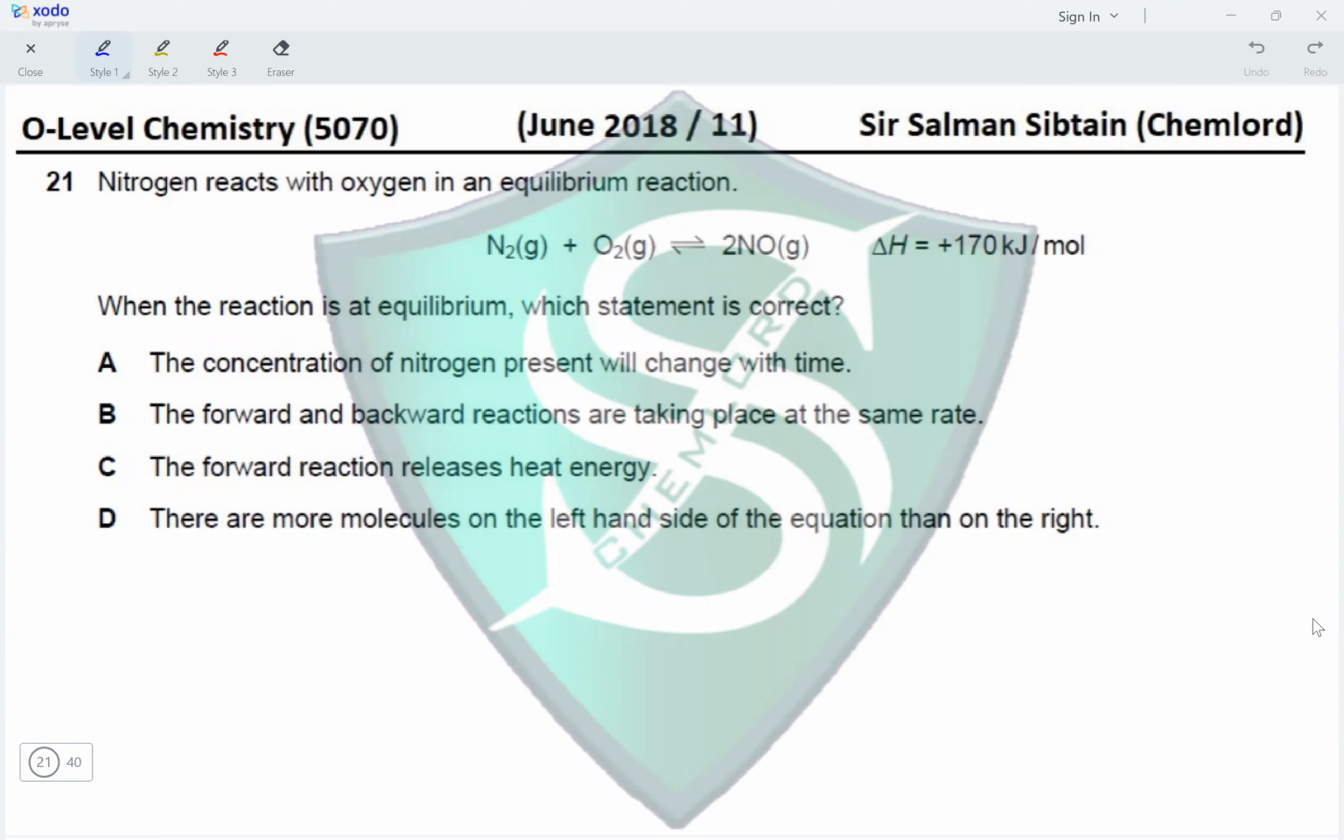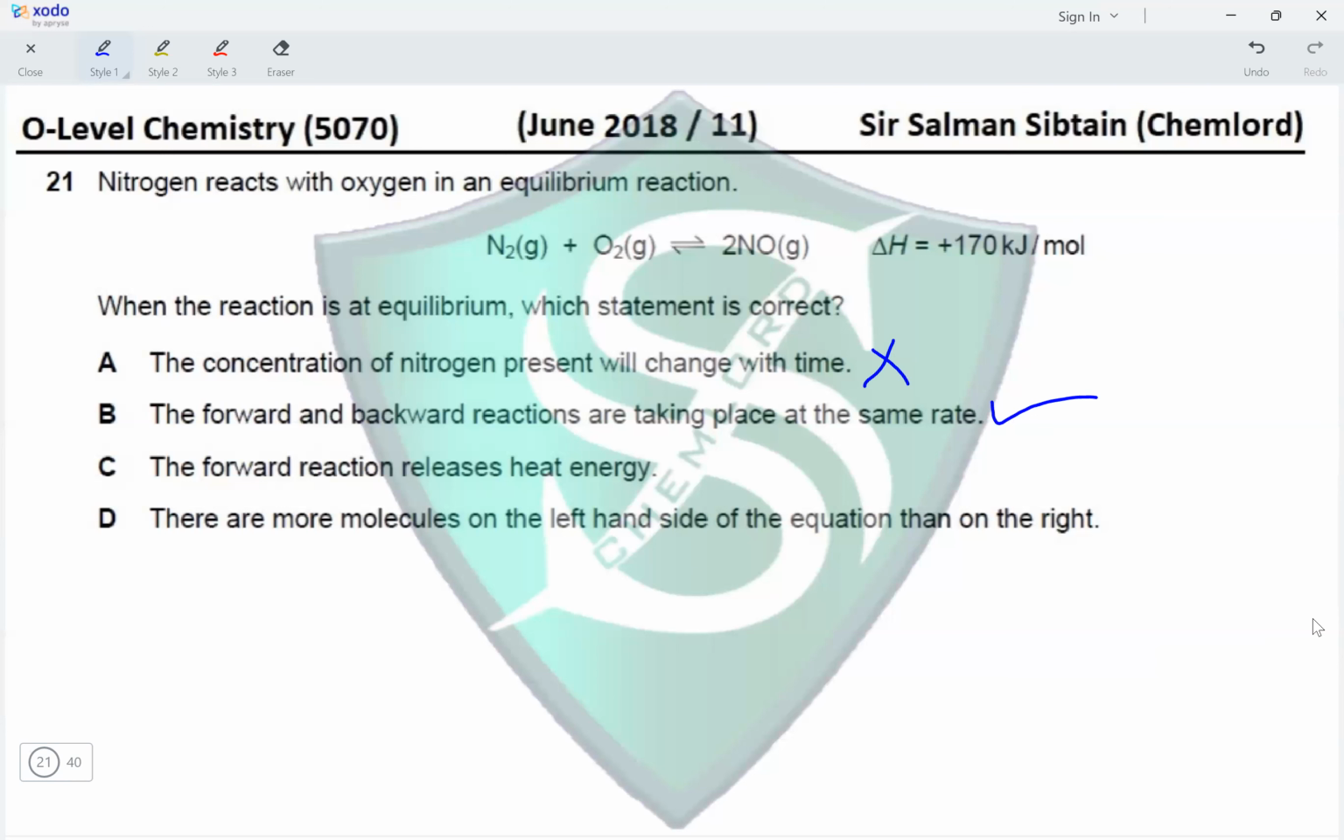The concentration of nitrogen present will change with time? No. The concentration of all the reactants and products will stay the same once equilibrium has been achieved. The forward and the backward reactions are taking place at the same rate? Yes. When equilibrium has been achieved, the rate of forward reaction is equal to the rate of backward reaction.